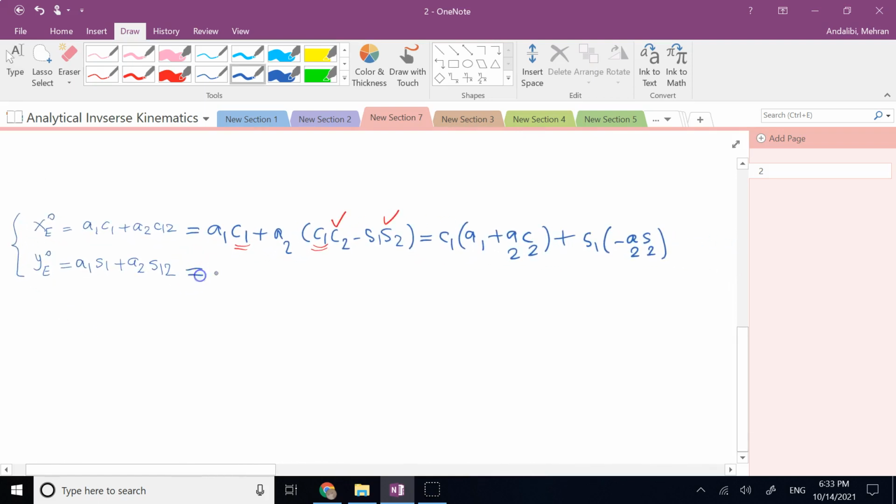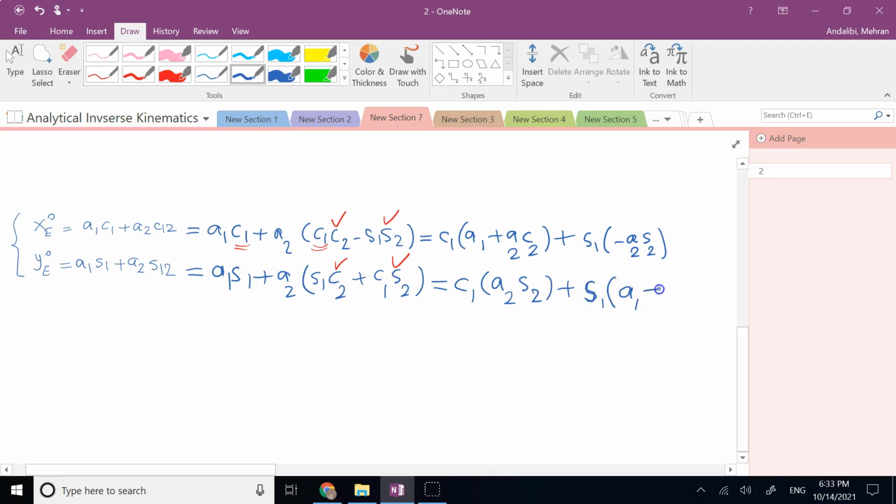Similarly for y of e, it is going to be a1 s1 plus a2 times s12, which is s1 c2 plus c1 s2. And again, c2 and s2, I treat them as constants. If you factor out, this time the c1 term, the coefficient of that is going to be a2 s2. And the s1 term, if you look at it, the coefficient of it is a1 plus a2 c2.